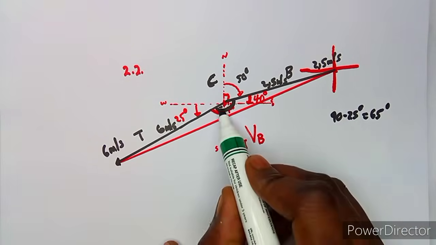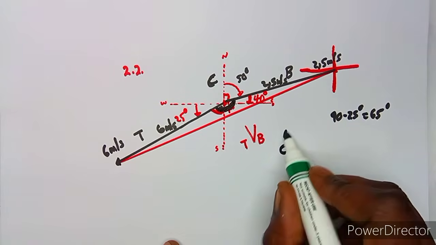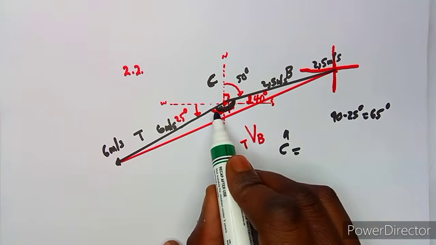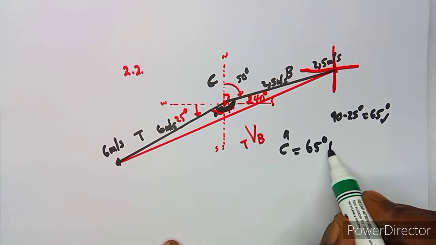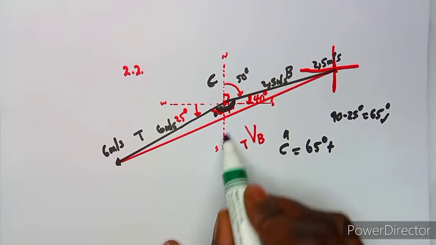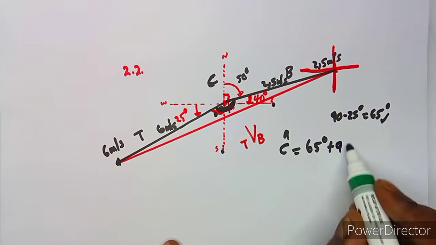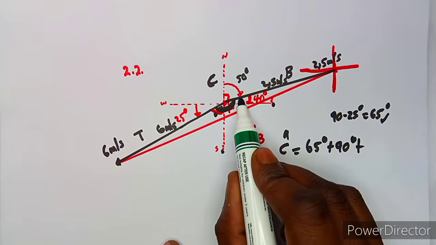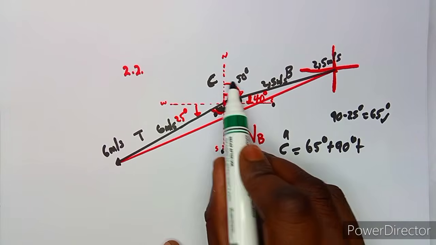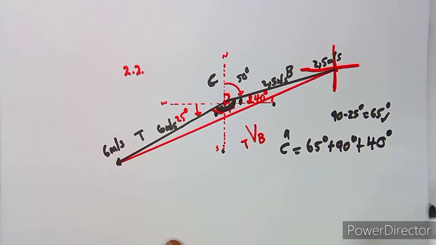Therefore, this whole angle at C is going to be this angle, which is 65, plus the 90 degrees that I indicated from the south to east, plus the 40 degrees in between, the one that we calculated from 90 minus 50. So we're going to add 40 degrees also.